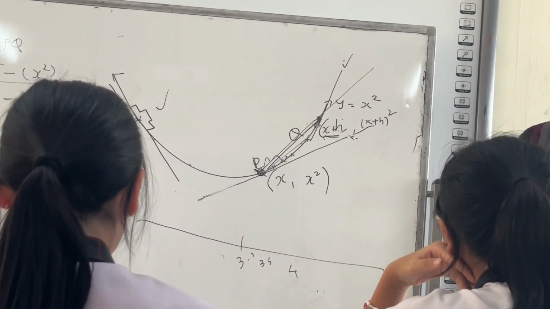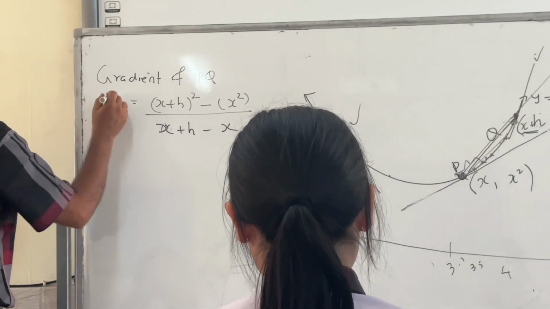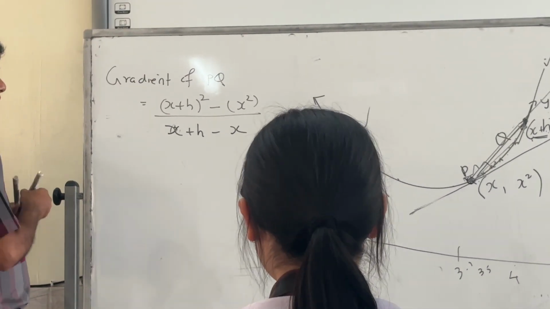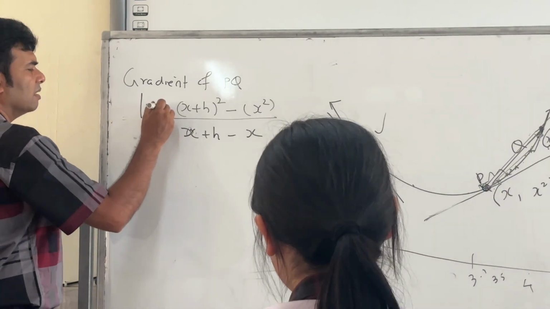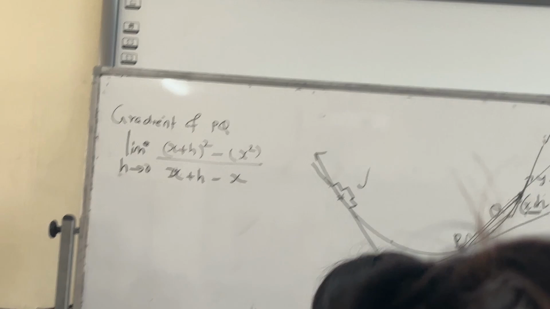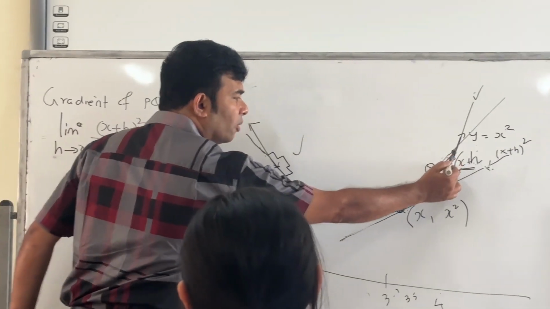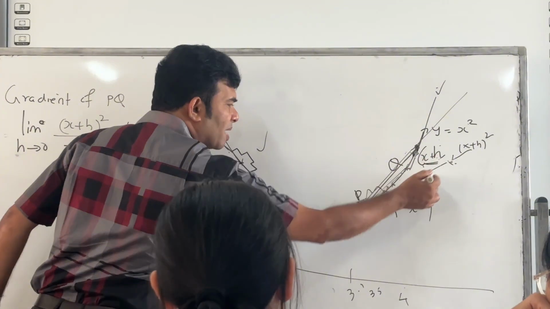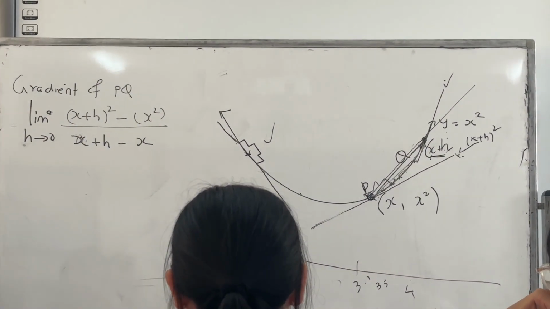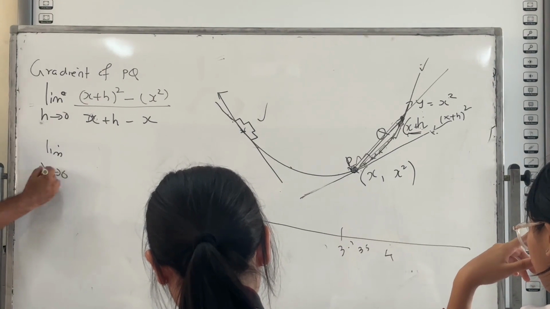Understanding or not? So how to write it? In maths way, how will you write it? Limit h approaching 0. h approaching 0 means Q is going to become P. So this becomes a tangent. Clear? That is limit h approaching 0.